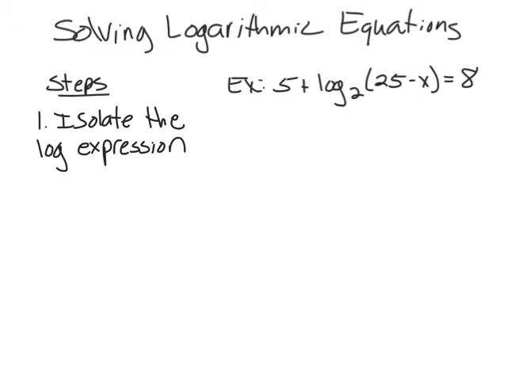Sometimes I'll have a coefficient in front. In this case I don't, but I do have a constant term that I'm going to subtract away. So if I subtract 5 from both sides, my log expression is now isolated. Log to the base 2 of 25 minus x, and that's equal to 3.